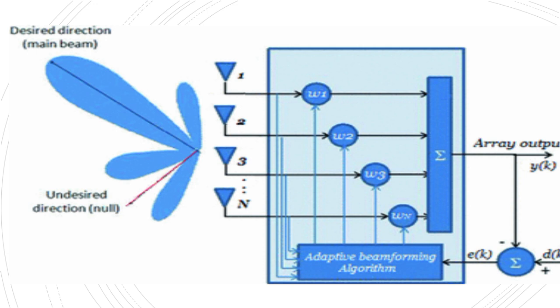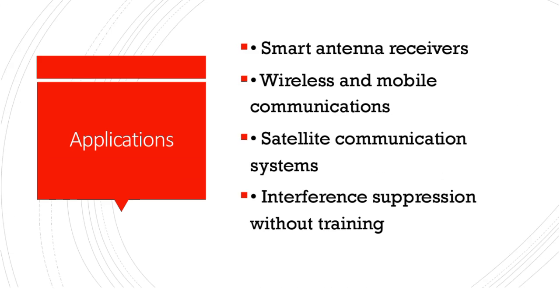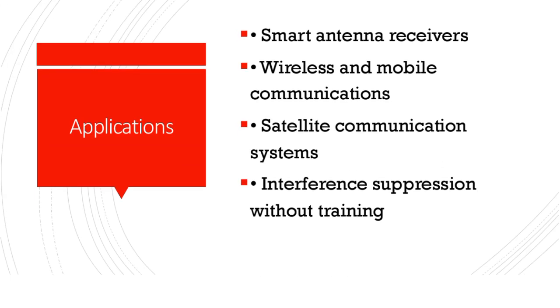The corresponding output at the end of the diagram is y of k, e of k and d of k. Based on that, the summer circuit automatically adjusts the signal and provides the desired output signal. As for applications, we can use it for smart antenna receivers, wireless and mobile communication, satellite communication systems, and interference suppression without training. Thank you.